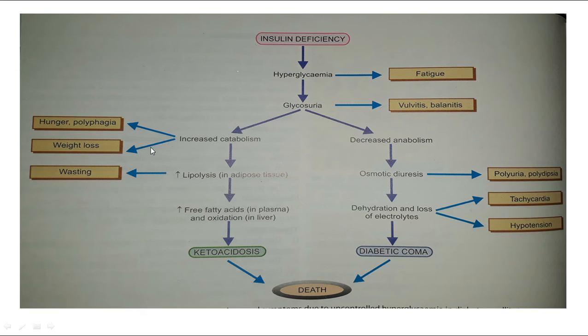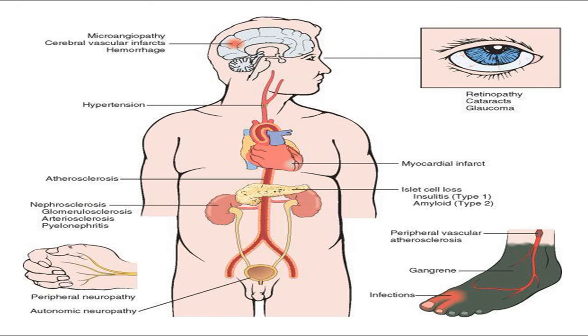So increased catabolism leads to hunger and polyphagia, weight loss, and lipolysis leads to fasting. So the person has wasting of muscle plus weight loss, and the person eats more and more food because the increased catabolism leads to polyphagia, and increased urination, polyuria and polydipsia. So these 3 Ps are a cardinal feature of diabetes mellitus, plus the level of blood glucose.